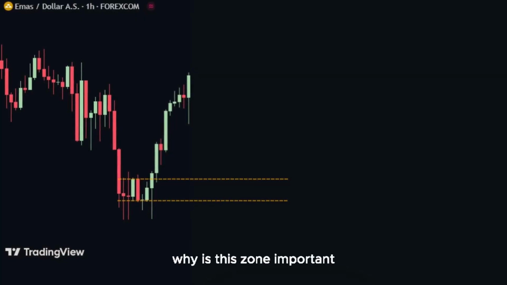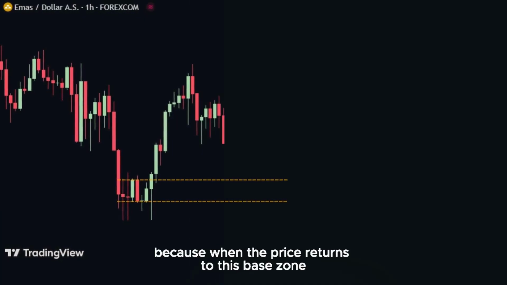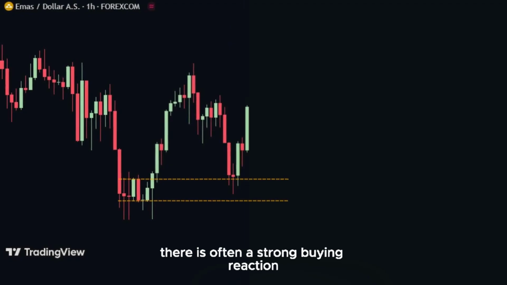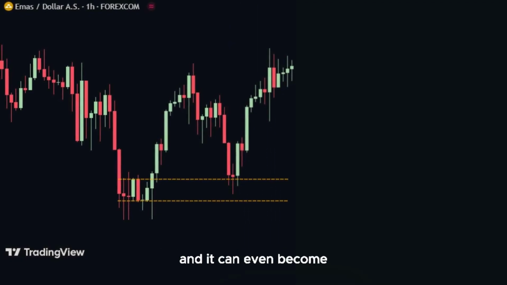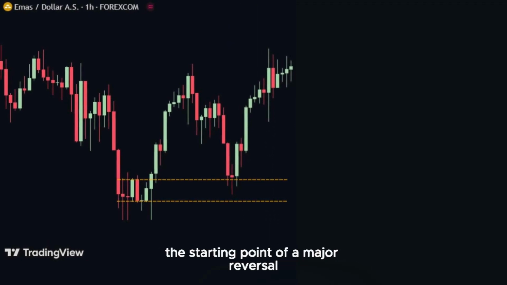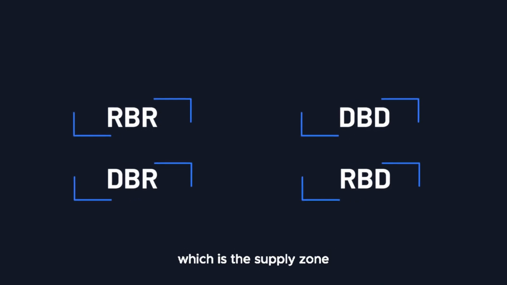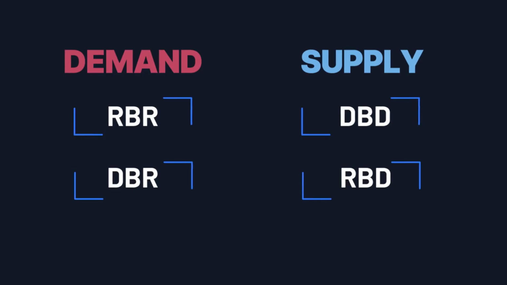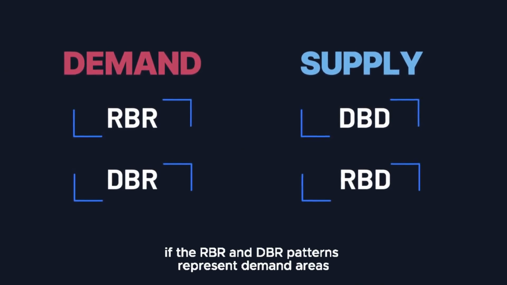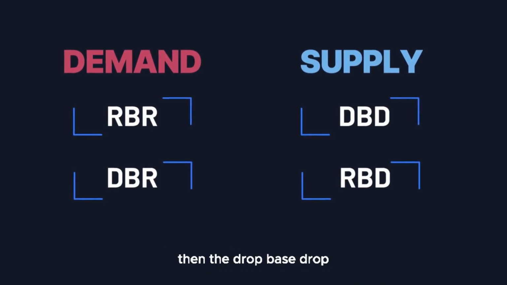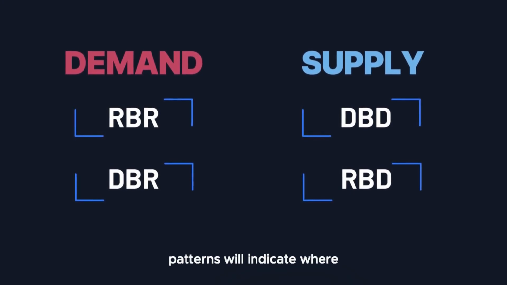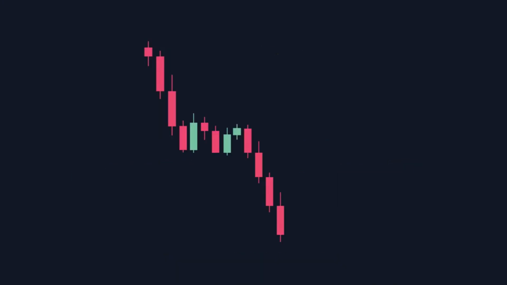Why is this zone important? Because when the price returns to this base zone, there is often a strong buying reaction, and it can even become the starting point of a major reversal. Now let's switch to the other side, which is the supply zone. If the RBR and DBR patterns represent demand areas, then the drop base drop and rally base drop patterns will indicate where the supply areas are located.